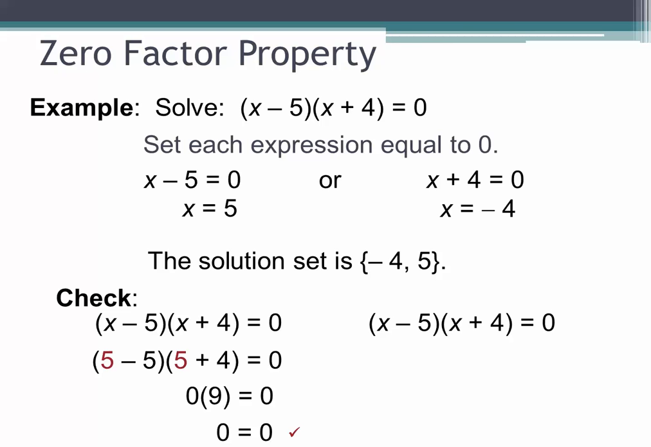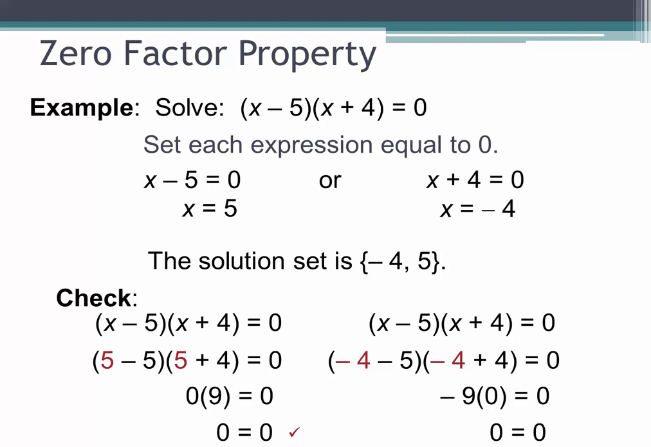Now plug in the negative 4. So we have negative 4 minus 5 is negative 9. Negative 4 plus 4 is 0. So negative 9 times 0 equals 0, making the left side 0 and the right side 0. So 0 equals 0. And this is our dear friend, the zero factor property, which is what allows us to solve for x for quadratics.